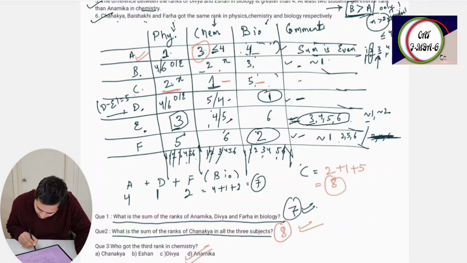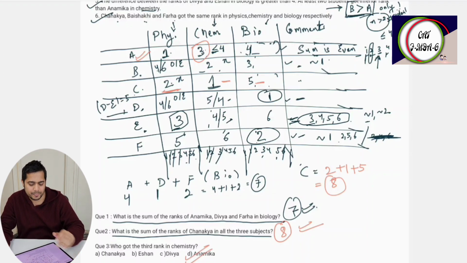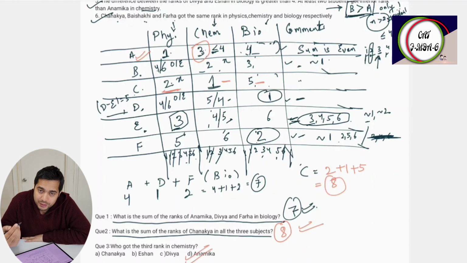How many definite pair of students are there such that one rank is either inferior or superior to other in all the subjects? Okay. So let us consider different pairs. Let us consider A and B.